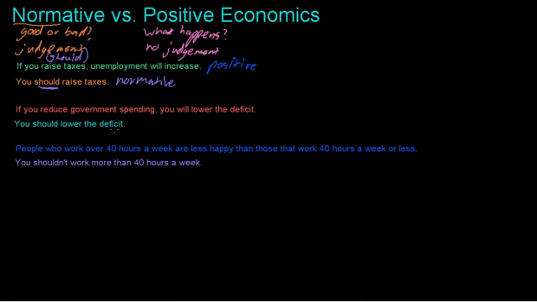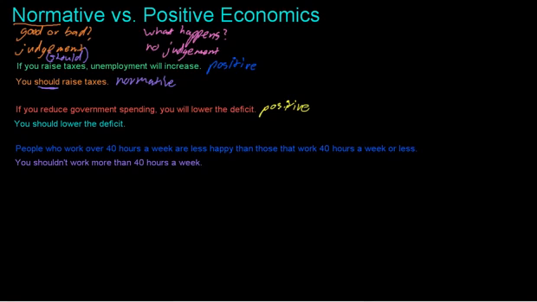Now we have, if you reduce government spending, you will lower the deficit. So this is always another part of the political debate, and I kind of purposefully chose political ones here because that's where we hear normative economics come up the most. But this right here is a positive statement. There's no judgment whatsoever. It's just saying if you reduce government spending, then you will lower the deficit. So that's a positive statement. It's not saying whether we should or should not lower government spending. It's just saying that if we do it, you will lower the deficit.